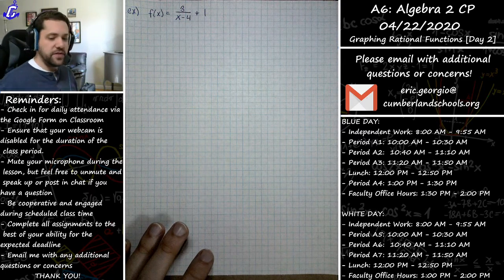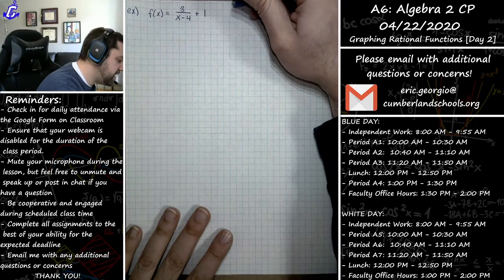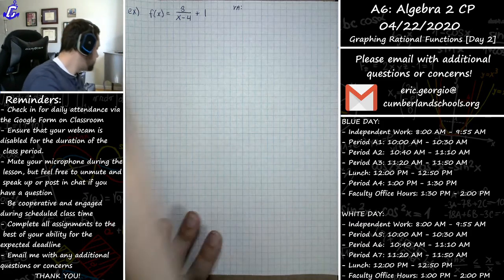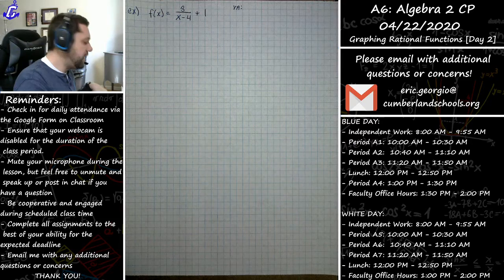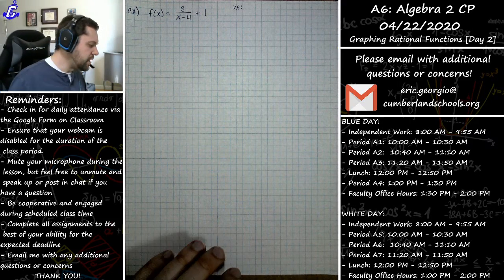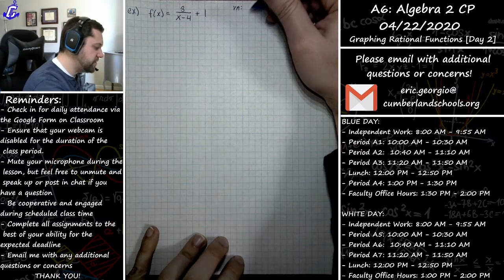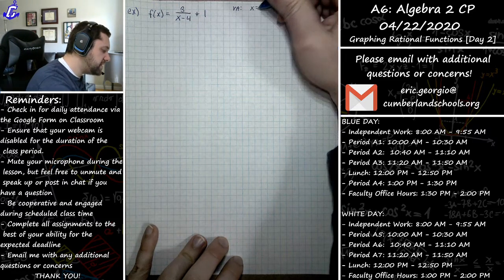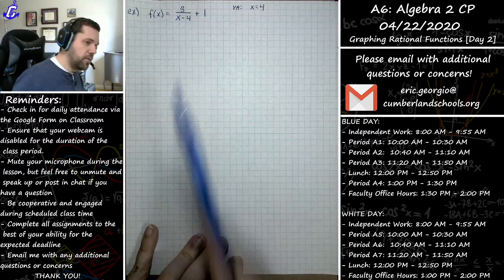The first step when we're dealing with any one of these problems is we want to identify our asymptotes, starting with the vertical asymptote. Again, remember the vertical asymptote is caused by the divide by 0 case. So which value, if I plug it in for x, results in dividing by 0? It would be x equals 4, because 4 minus 4 would be 0.